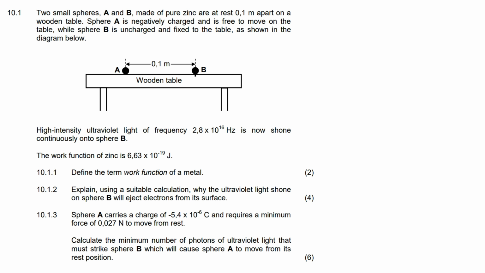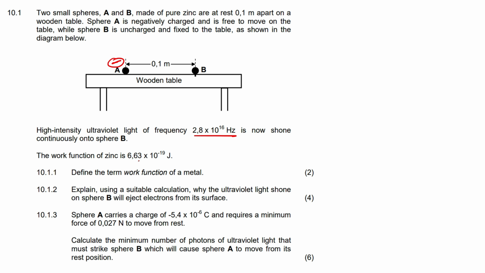Two small spheres, A and B, made of pure zinc are at rest 0.1 meters apart on a wooden table. Sphere A is negatively charged, while sphere B is uncharged and fixed to the table. Okay, so this one cannot move. Right. High intensity ultraviolet light with a frequency is now shone continuously onto sphere B.